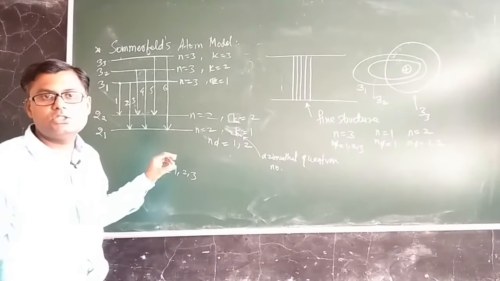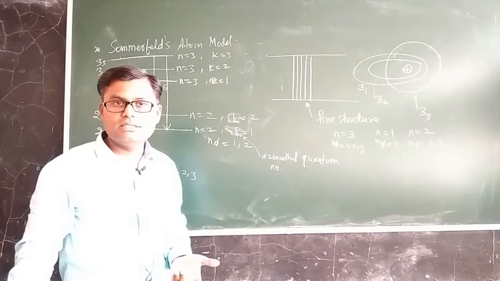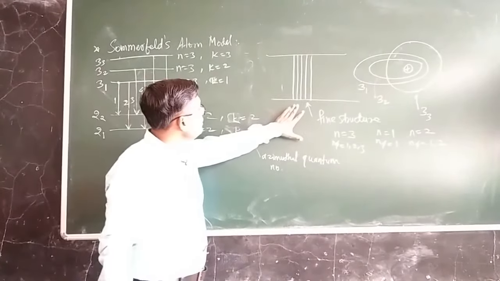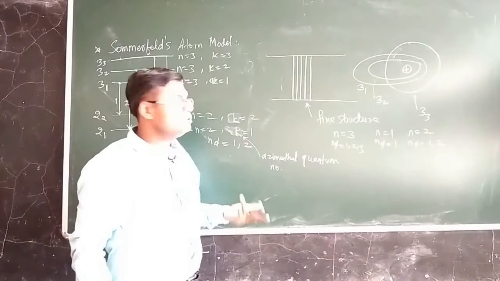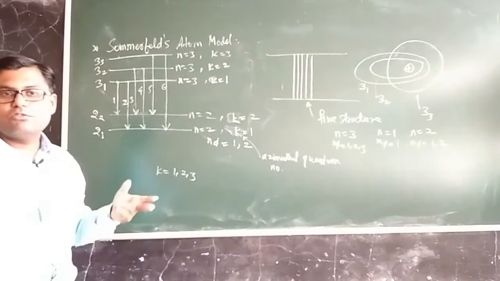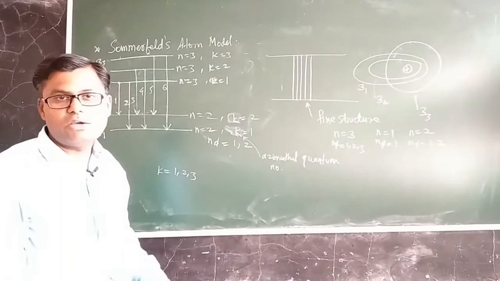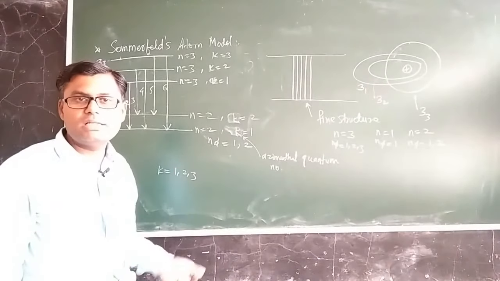And these 6 transitions should give 6 types of energy differences and 6 types of wavelengths. But actually our H alpha line has only 5 lines. It does not have 6 lines. So how do we explain the origin of 5 lines? Sommerfeld was about to explain the origin of these 5 lines, but he came up with 6 lines. But 6 lines are not the experimental facts.